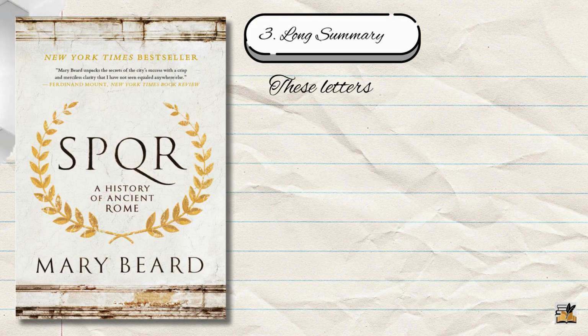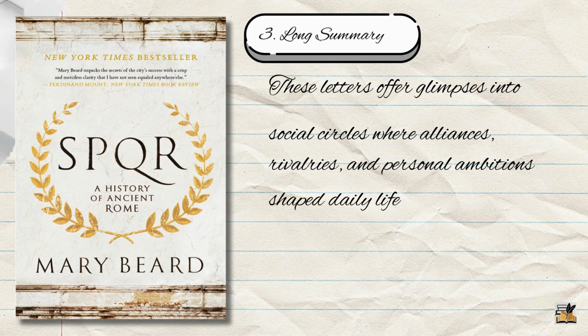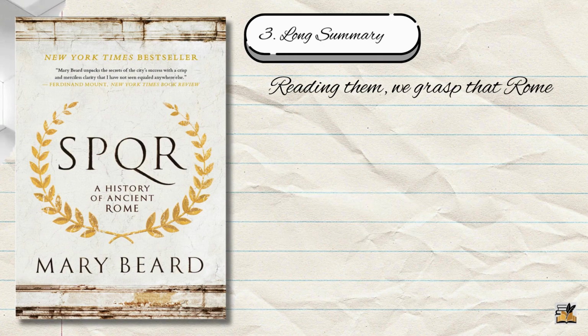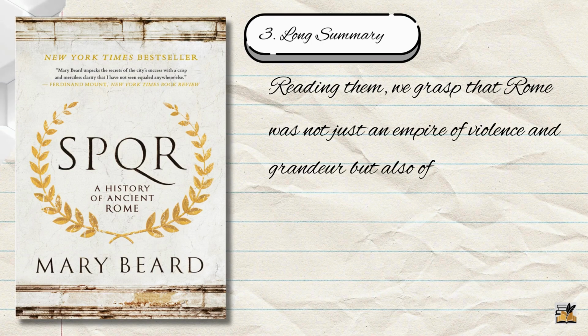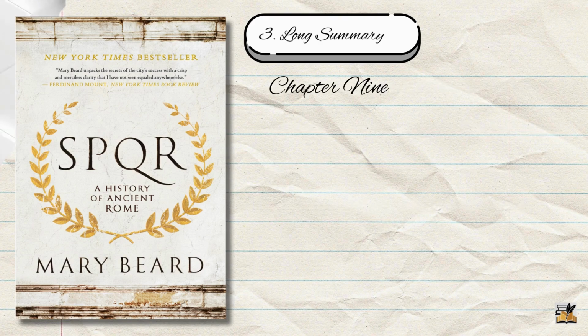These letters offer glimpses into social circles where alliances, rivalries, and personal ambitions shaped daily life as much as statecraft and war did. Reading them, we grasp that Rome was not just an empire of violence and grandeur, but also of intensely personal attachments and social entanglements. Chapter 9 revisits violence at the highest levels of power.